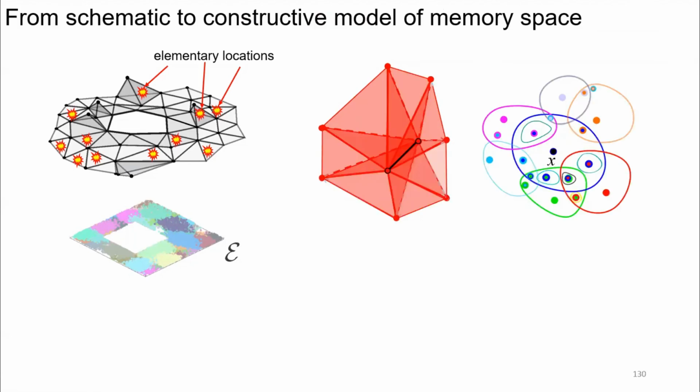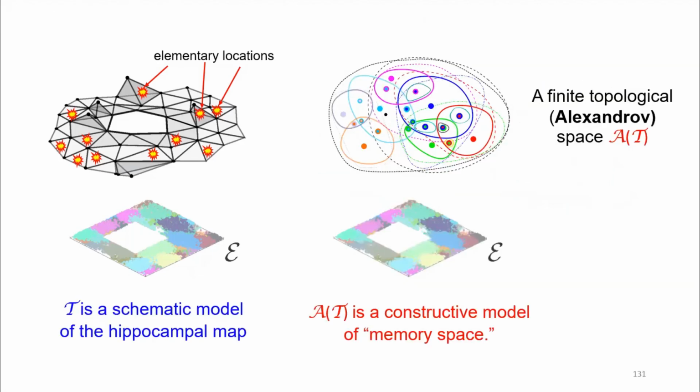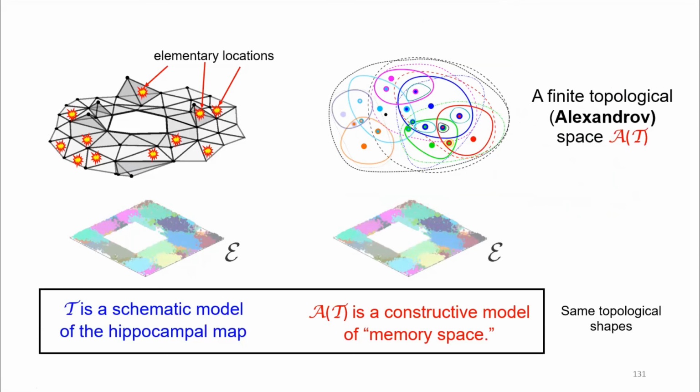If we do that, again, I have like 2 minutes left. So basically, if we do that, we come up with a constructive model of a topological memory space. And it's a well-known beast in topology. It's finite topological spaces, or what are called Alexandrov spaces. Alexandrov was the one who introduced this concept of finitary topological spaces. And in that way, we basically build a constructive model of a memory space.